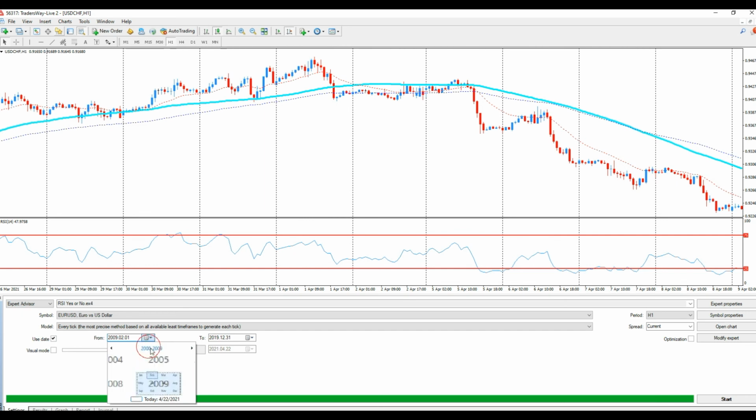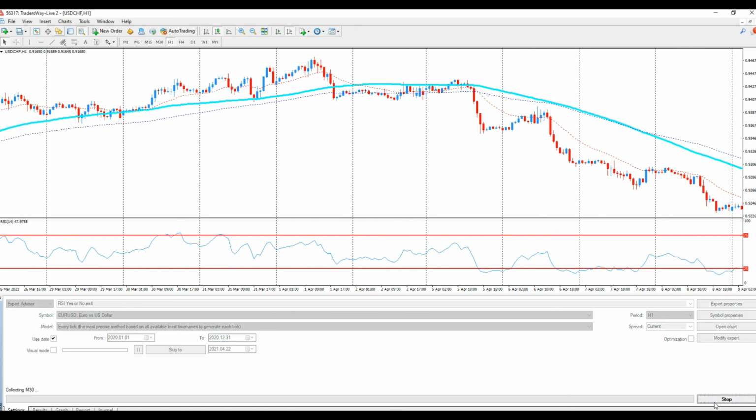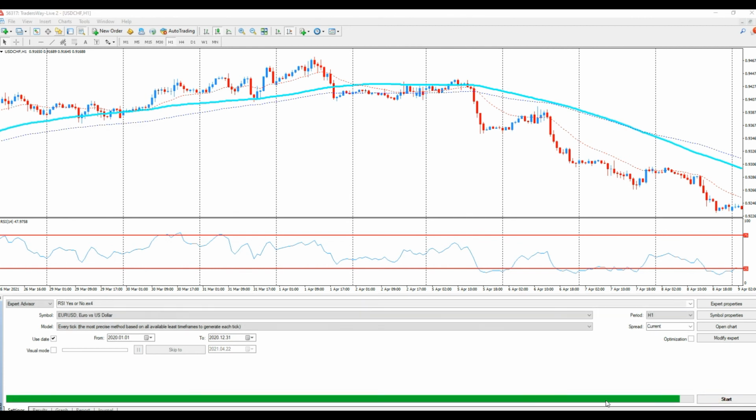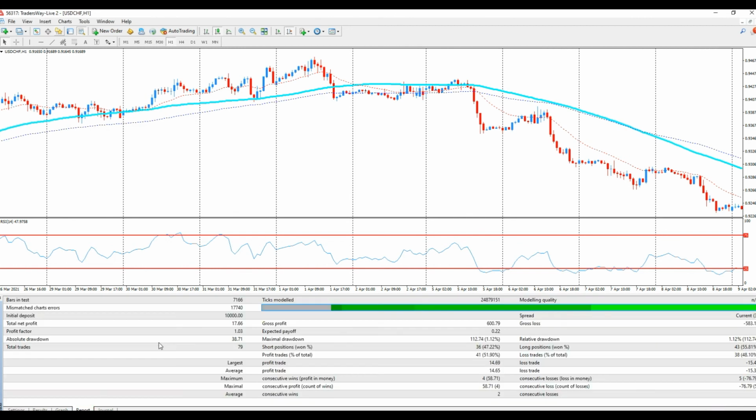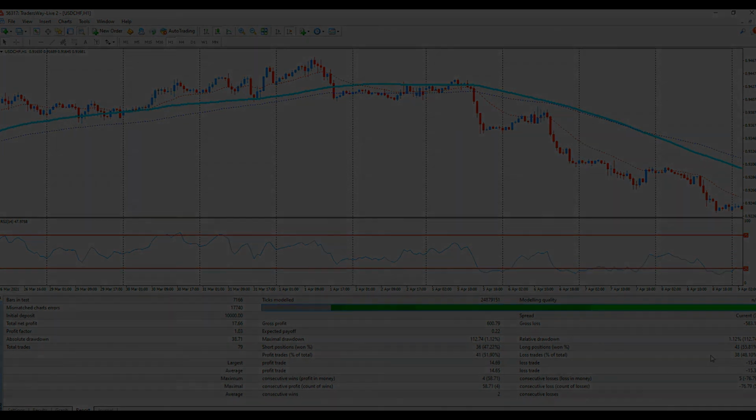Oh, wrong year. All right, let's try January 2020 and December 31st. And let's try this. All right, so let's see what happens here. Slightly profitable, $17.66. It won 41 trades and it lost 38 trades. So, hey, it won more than it lost, but it's still not as profitable as we would have liked.